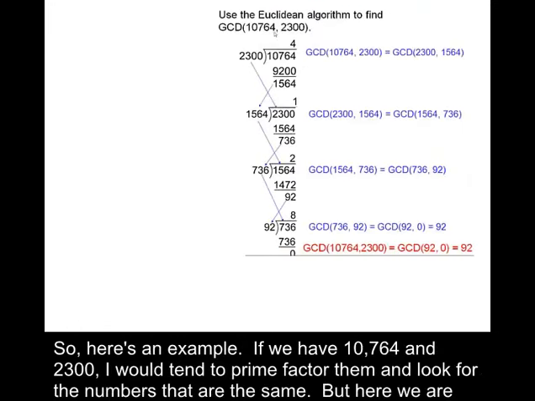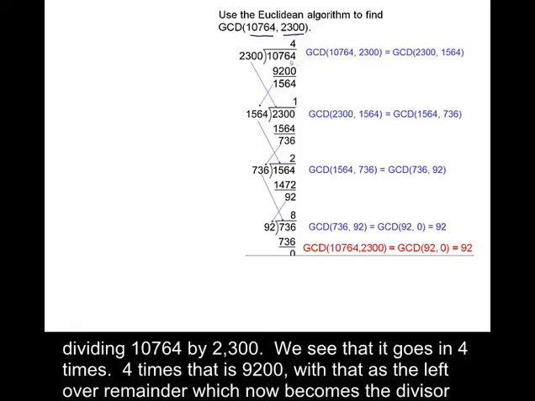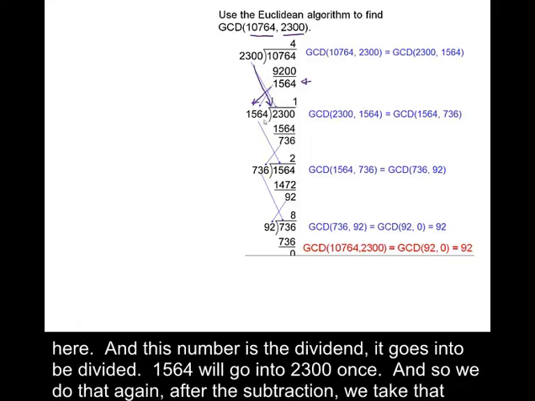So here's an example. If we have 10,764 and 2,300, I would tend to prime factor them and look for the numbers that are the same. But here we are dividing 10,764 by 2,300. We see that it goes in 4 times. 4 times that is 9,200, with that as the leftover remainder, which now becomes the divisor here. And this number is the dividend, goes in to be divided.